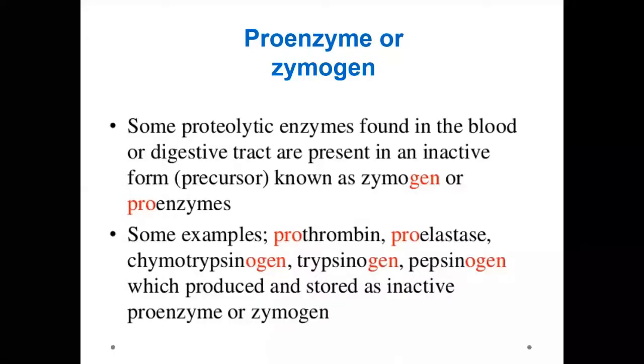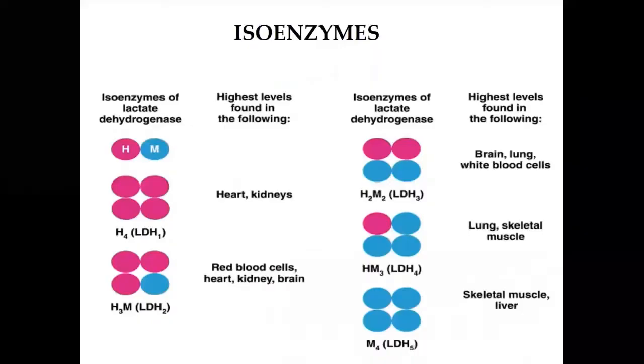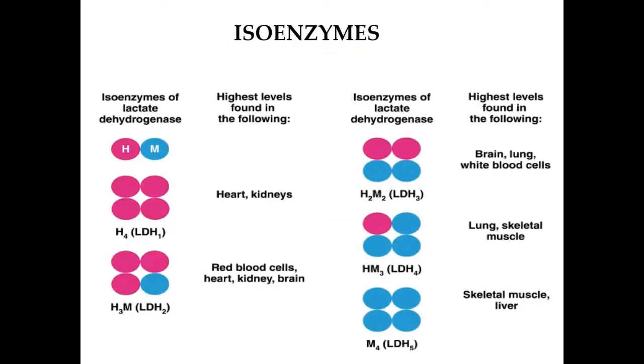Other form of enzyme, it's called isoenzymes. Isoenzymes are different forms of an enzyme which catalyze the same reaction but which exhibit different physical or kinetic properties such as isoelectric point, pH optimum, substrate affinity or effect of inhibitors. Different isoenzyme forms of an enzyme are usually derived from different genes and often occur in different tissues of the body.